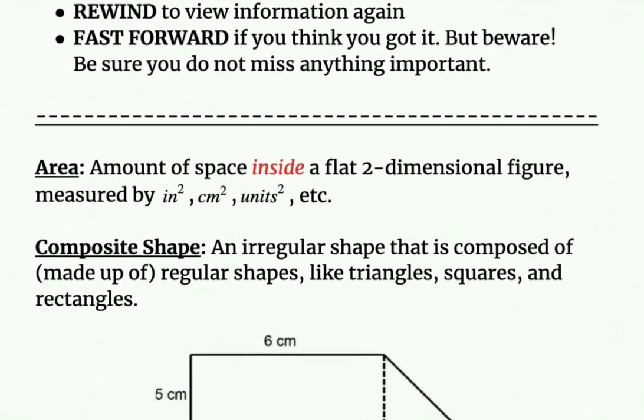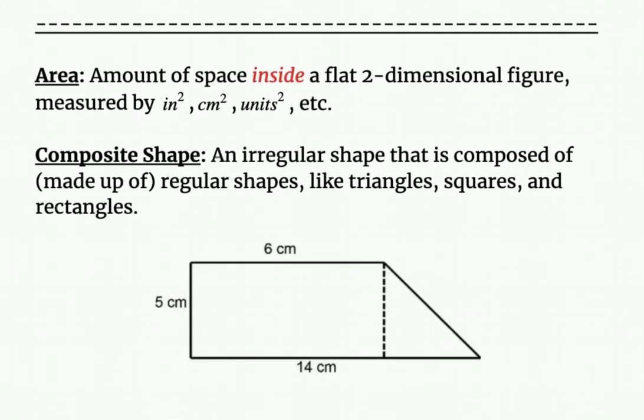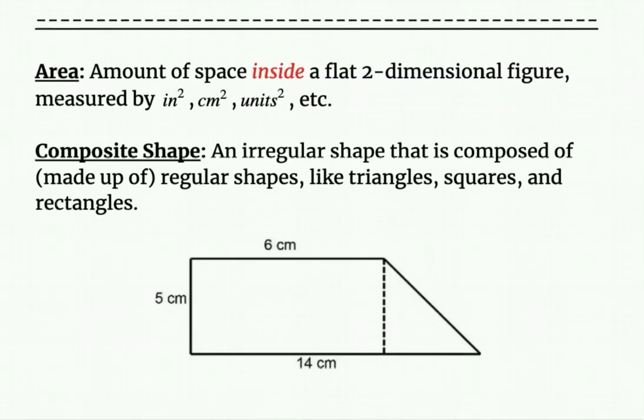So here's an example of a composite shape. This right here is a composite shape because it is composed of or made out of one rectangle and a triangle just basically smushed together. So it made up a new shape. And since it's an irregular shape, we call it a composite shape because it's made up of two regular shapes. Before we move on, make sure that this is in your notebook.